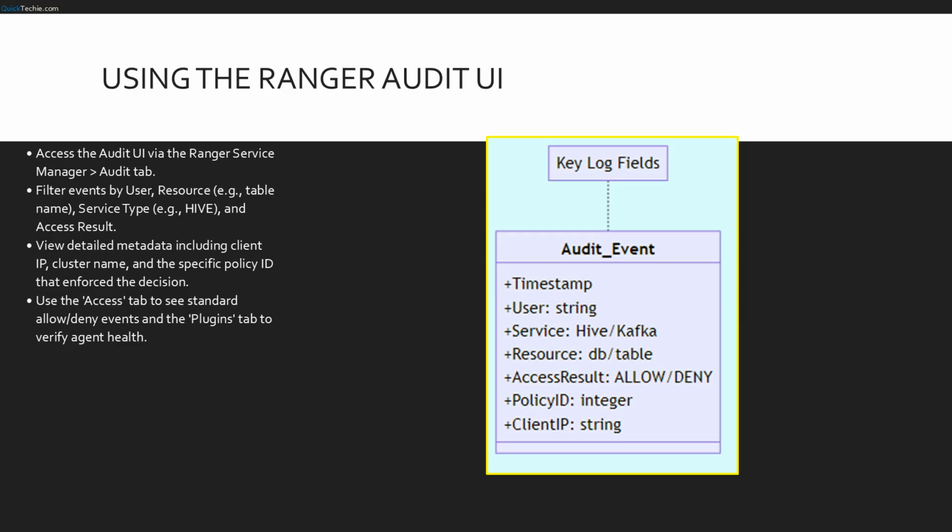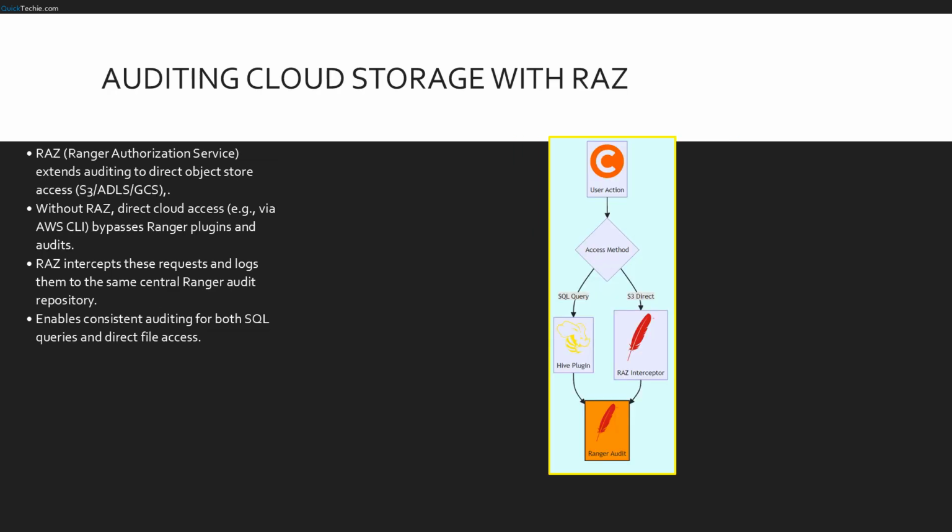This visual represents the structure of a single audit event. It contains the timestamp, the user identity, and the service involved. It details the resource target and the binary access result. Crucially, it links back to the specific policy ID that triggered the decision and records the client IP for forensic tracing. Standard Ranger plugins audit SQL queries, but what if a user tries to read a file directly from S3?